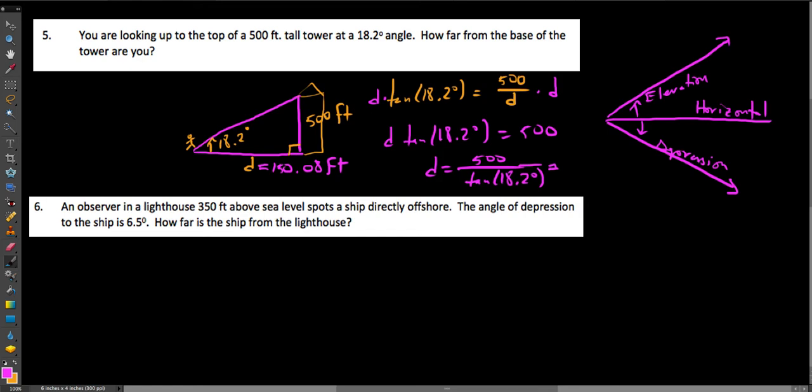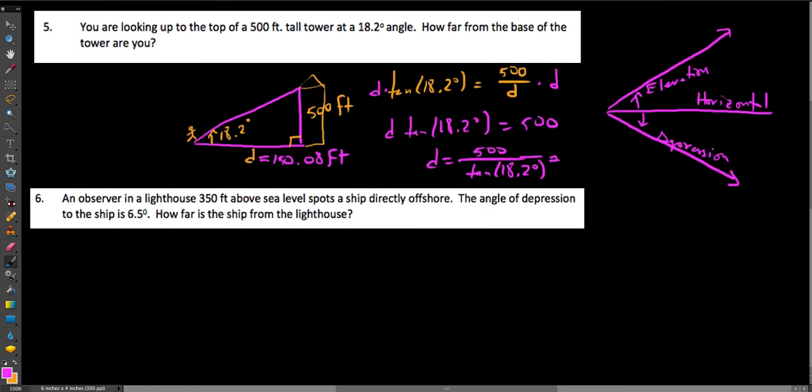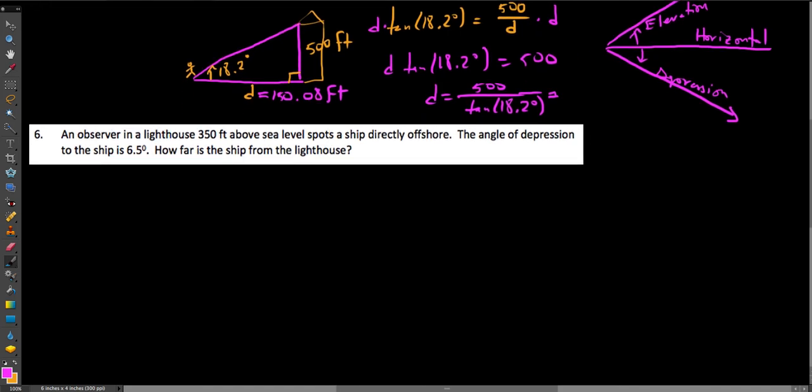Okay, so number 6, a little bit different. It says an observer in a lighthouse 350 feet above sea level spots a ship directly offshore. The angle of depression to the ship is 6.5 degrees. So how far from the ship? How far is the ship from the lighthouse?